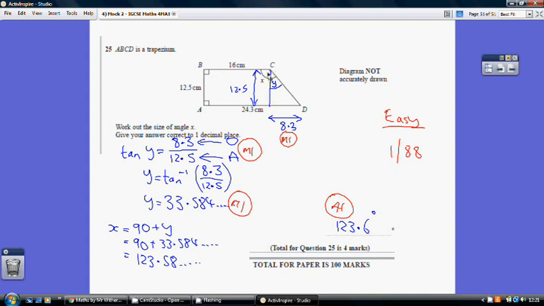Now, this angle here inside the rectangle, so the angle from B to C going down is 90 degrees. So this is 90. I've just worked out Y to be 33.584. So the whole of X must be the two combined, which is 123.58... which is 123.6 to 1 decimal place.